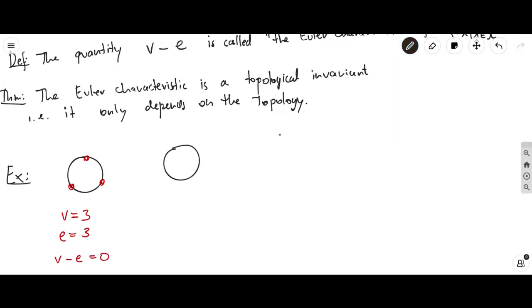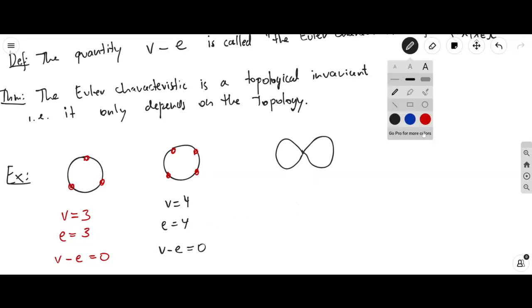Now, if you were to take the same circle and you triangulated using 4 edges, then the number of vertices would be 4 and the number of edges would be 4, and still v minus e would be 0. Now, if you take the figure 8, then the figure 8 space is topologically distinct from the circle. So therefore, we anticipate that maybe when you triangulate and you calculate the Euler characteristic, you're going to get a different number.